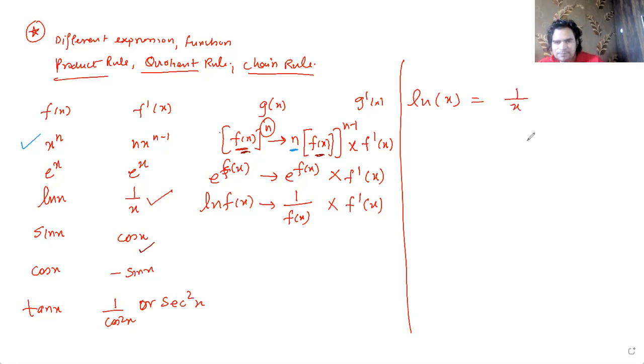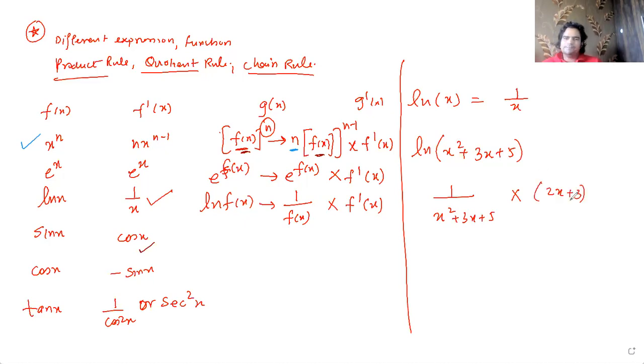We all know that the derivative of ln x is 1 by x. Now, if instead of ln x I give you a function, let's say ln of x squared plus 3x plus 5, what is the derivative? We have the child function here. First step is 1 upon the child function, so 1 upon x squared plus 3x plus 5, times the derivative of the child function, which is 2x plus 3.